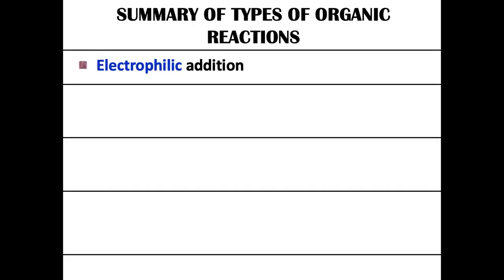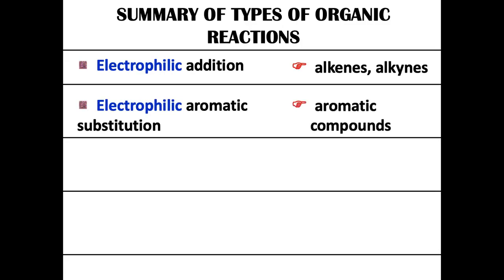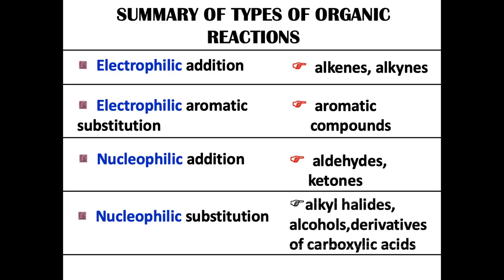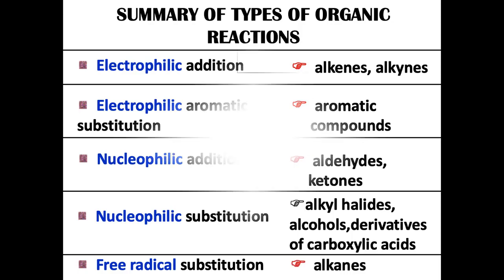This is the summary of types of organic reactions. Electrophilic addition involves alkenes, alkynes. Electrophilic aromatic substitution involves aromatic compounds. Nucleophilic addition involves aldehydes and ketones. Nucleophilic substitution involves alkyl halides, alcohols, derivatives of carboxylic acid. Finally, free radical substitution involves alkanes.